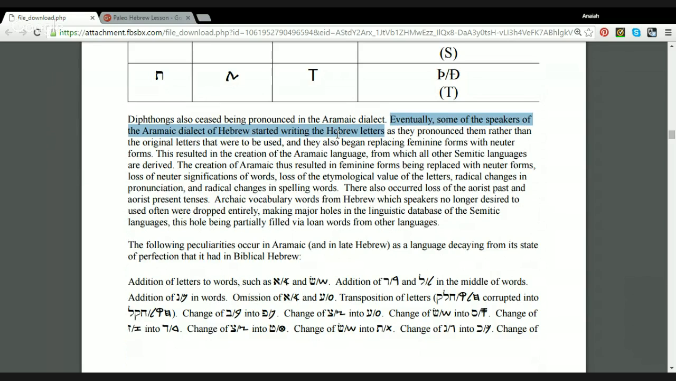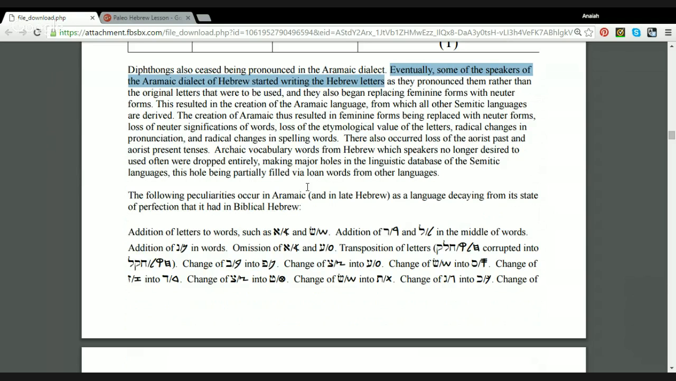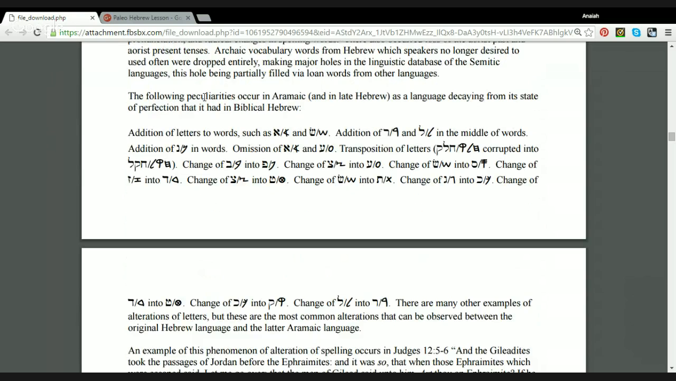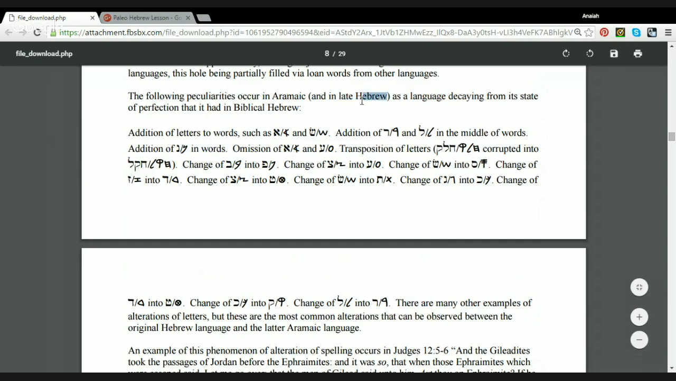So that's why they start spelling Hebrew words as they pronounced them, because the pronunciation changed, and that means the spelling started changing for these words. So that's why some of the Aramaic words are the same words, but they have one or two letters different. We see right here the following peculiarities occur in Aramaic and in late Hebrew. We say late Hebrew because there are late Hebrew documents which have the same features as Aramaic sometimes.